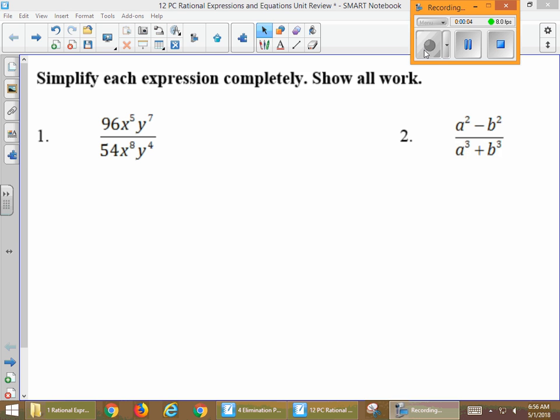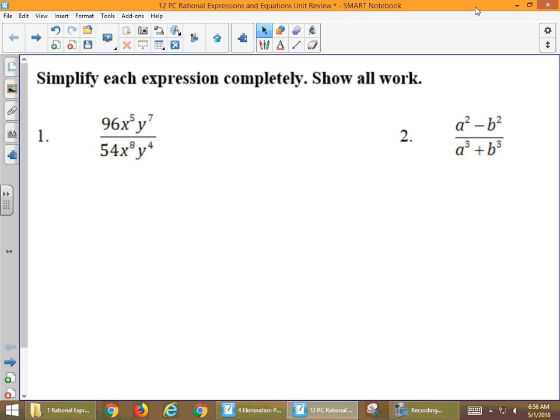Alright, so this is the unit review. I'm going to start with number 1. So these are factor and cancel problems. Number 1 is already all multiplication. So remember, canceling is fancy division. So what we have to do is make sure we have multiplication happening so that we can divide, right? That's how we undo multiplication.